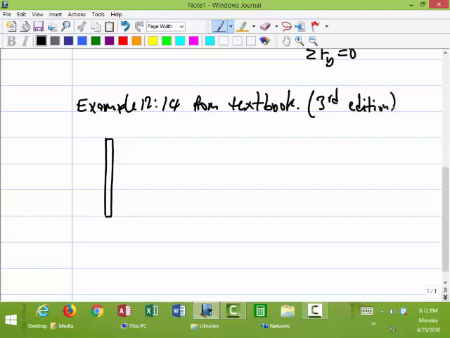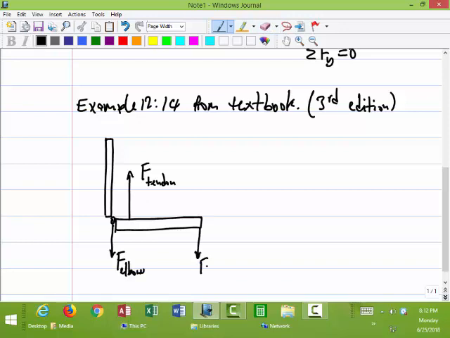In this example, we have the arm represented this way with a hinge, and we have a force this way. This is the force from the tendon, which connects to the upper arm. This is the elbow, so we can say this is the force at the elbow, and then we have a force from a mass that is being carried. This mass is a barbell.